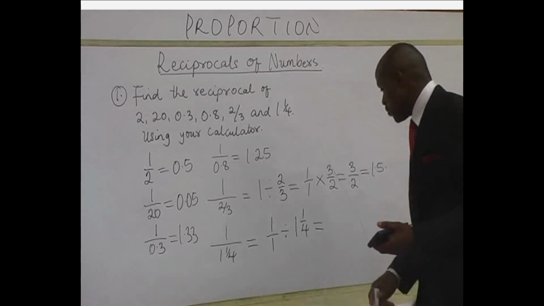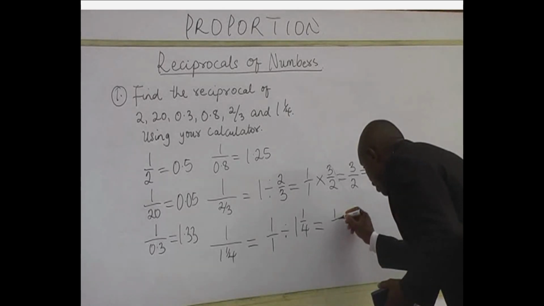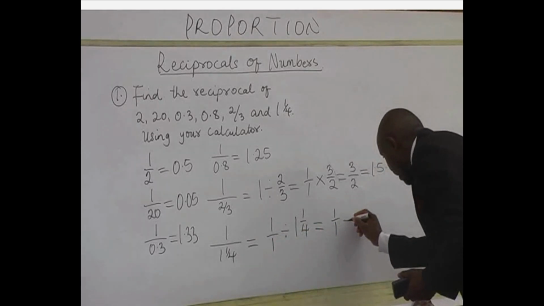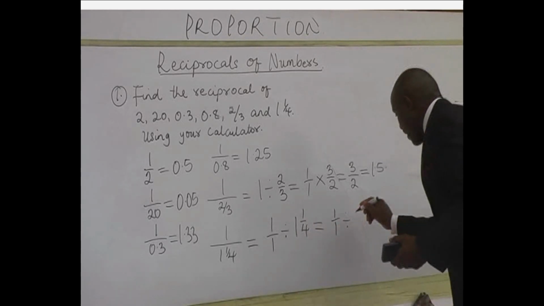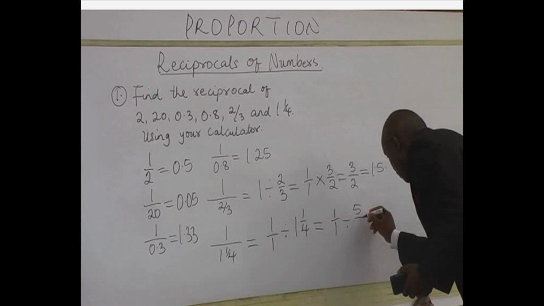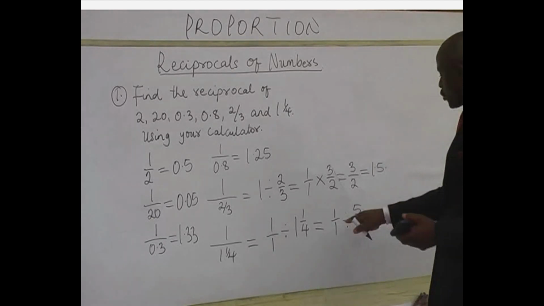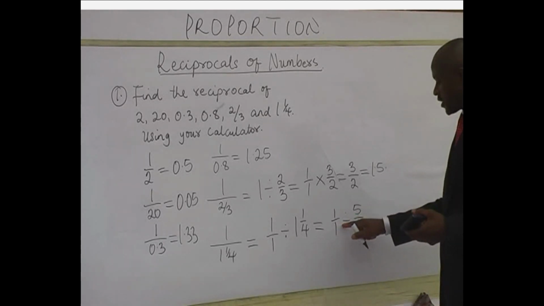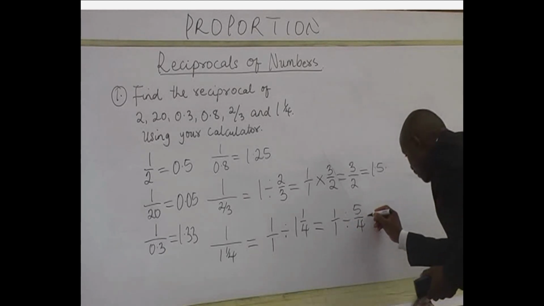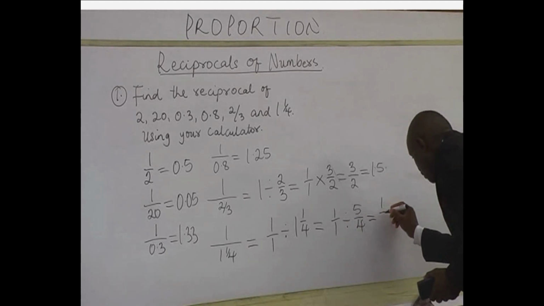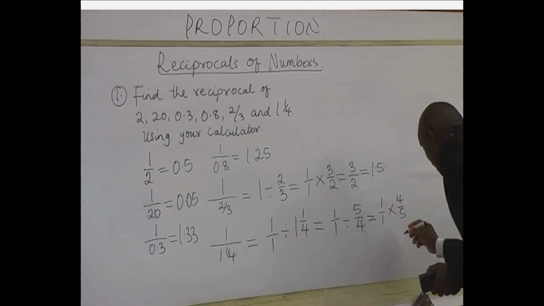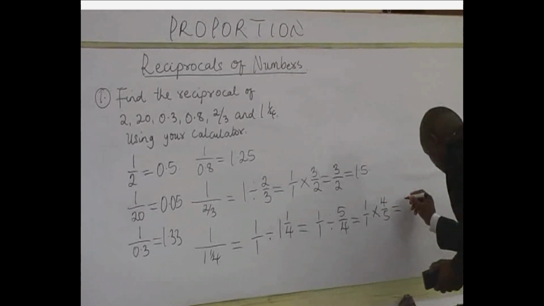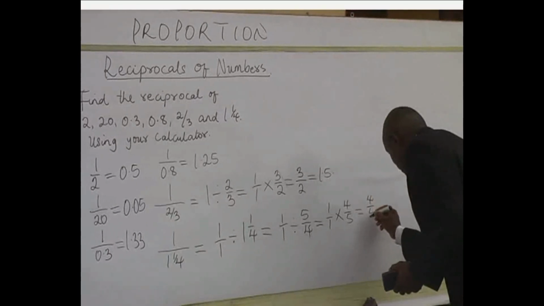And when you do so, you are going to have 1 all over 1, this one, divided by 4 times 1 is 4, plus 1 will give you 5. You have 5 all over 4. You are going to change this sign of division to multiplication and invert the fraction. So you are going to have 1 all over 1 times 4 all over 5. At the end of the day, it will give you 4 all over 5.